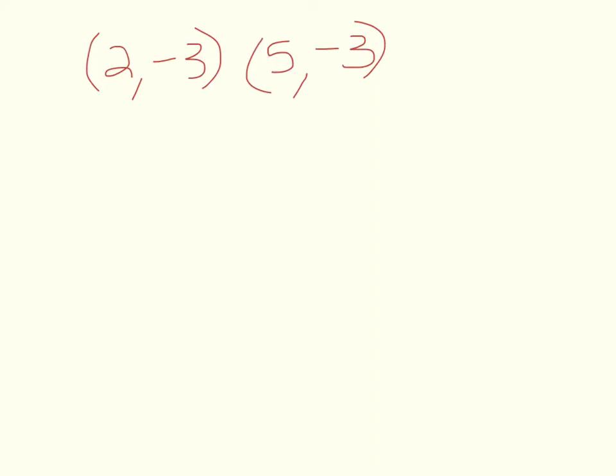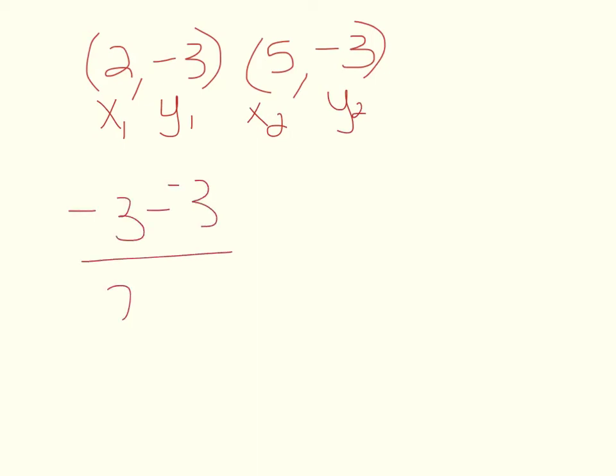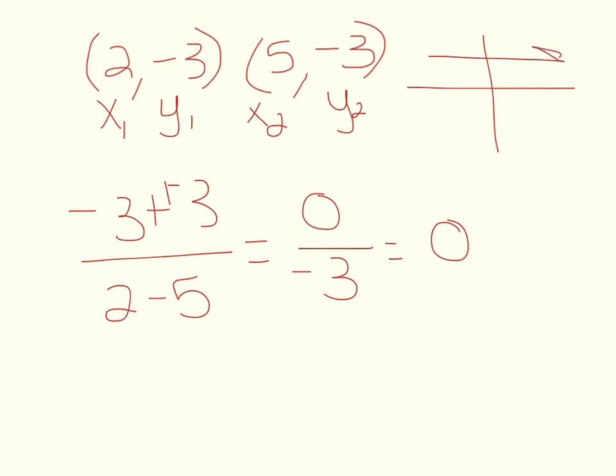All right, and the last one here, x1, y1, x2, y2. So we're going to take -3 minus a -3 over 2 minus 5. All right, -3 minus -3 becomes -3 plus 3, which is just 0. 2 minus 5 is -3. 0 divided by anything is just 0. So this would be the same as if you had a horizontal line, so your slope is 0.